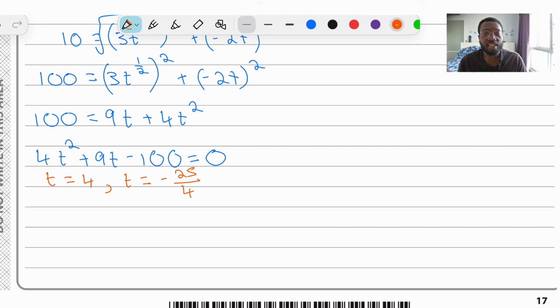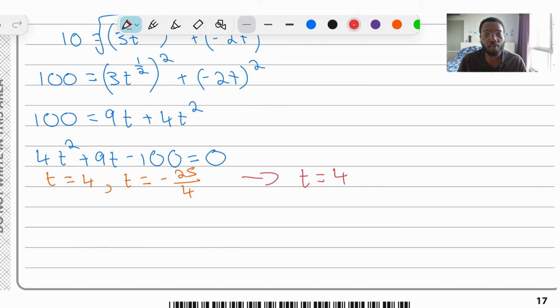But remember, obviously, we're dealing with time, and also in the question, they even tell us that t has to be greater than 0. So we know that with our two values here, only one of them can be right, and that is when t is equal to 4. So what does that mean? That means that when the speed is 10 meters per second, we know that that will happen at 4 seconds.